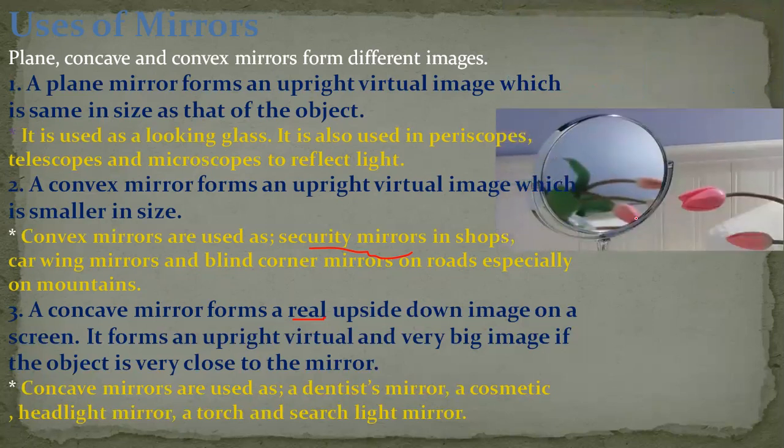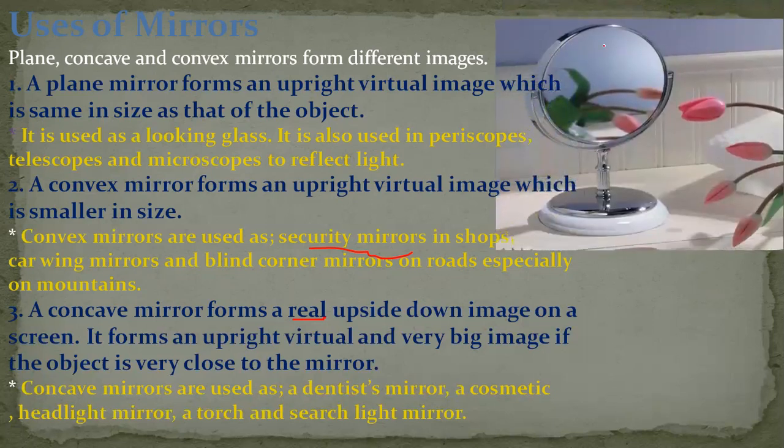It is used in the cosmetic mirror as well, that is having two sides, convex and concave. Especially concave is used for the cosmetic mirror, so that we can have a closer look at any object, as it forms a bigger image.